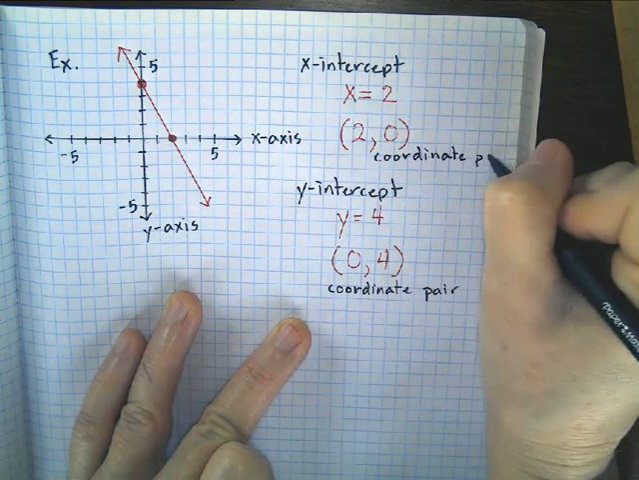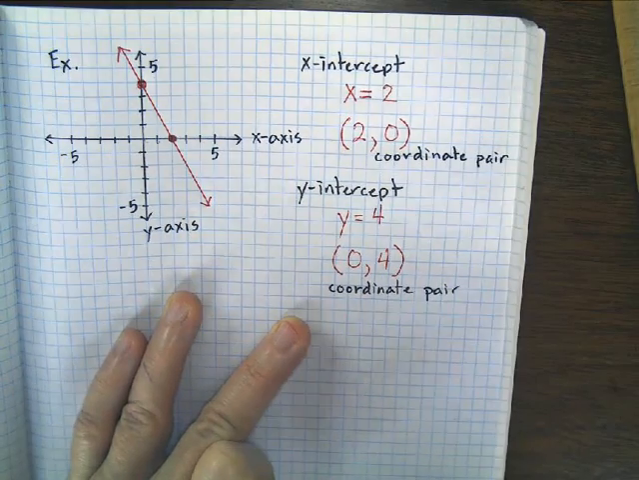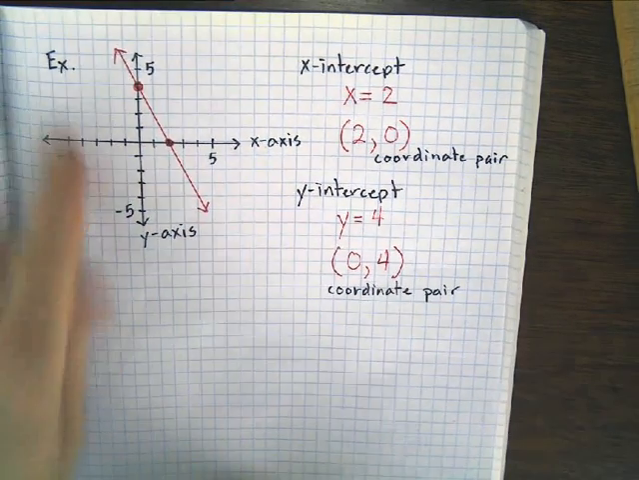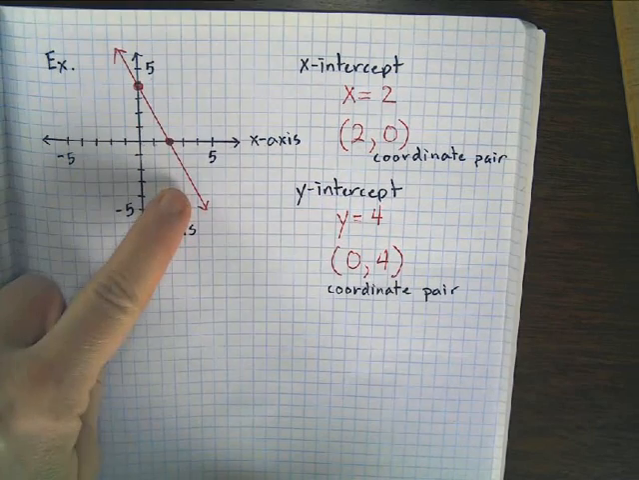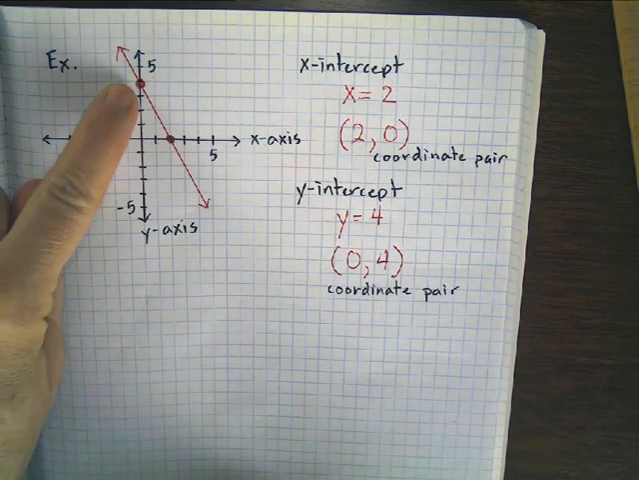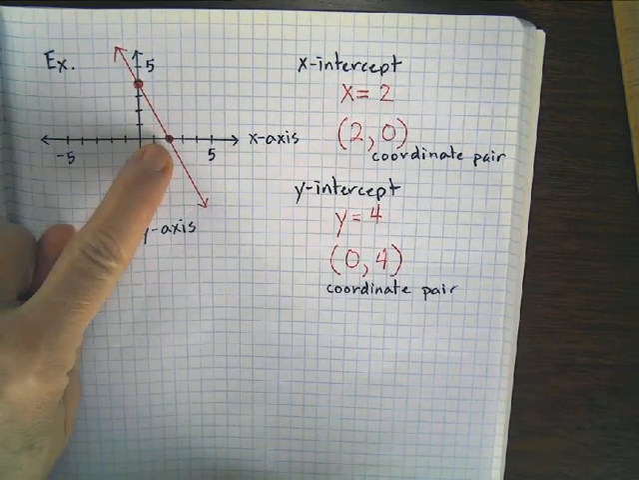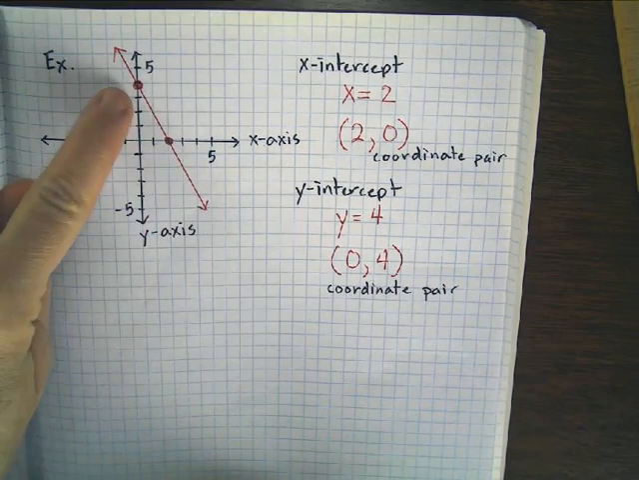All right, and that's it. So that's what you're going to be doing in math space today. They'll already have the graph. The graph will be there, and you just have to identify the x-intercept and the y-intercept.